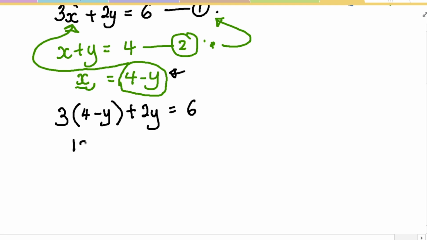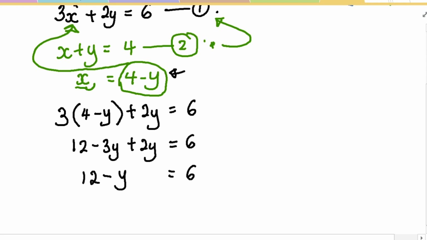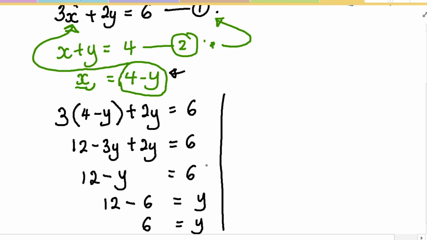3 times 4 is 12. 3 times negative y is negative 3y, plus 2y is equal to 6. So that's going to become 12, negative 3y plus 2y is minus y, is equal to 6. So from here, 12, the 6 comes this way, it becomes minus 6 is equal to y, that is negative y is equal to negative 6, and so y is equal to 6. So we've gotten our value of y as 6.